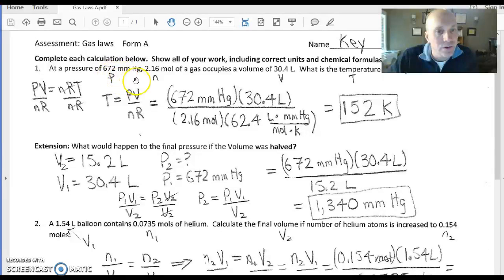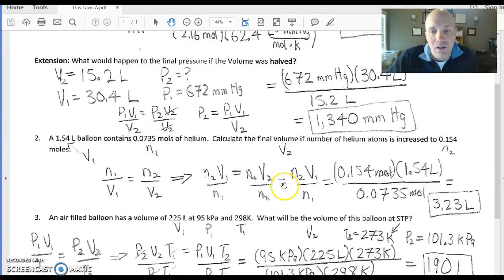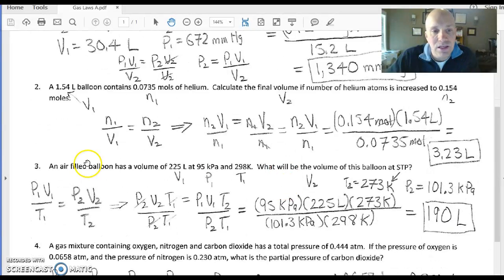What was the original pressure? We can pluck that out of the first equation. It's 672 millimeters of mercury. And what's the final pressure going to be? All right, we rearrange to get P2 by itself, plug in the values, and again, we round it to 3 significant figures because we've got 3 sig figs, 3 sig figs, 3 sig figs. That means the answer should have 3 sig figs. All right, the next one.